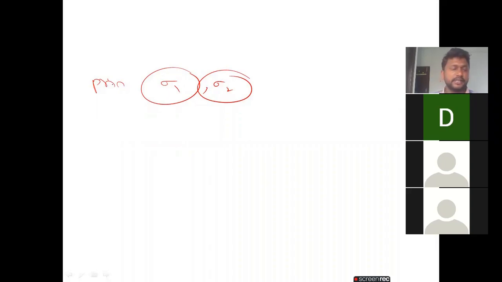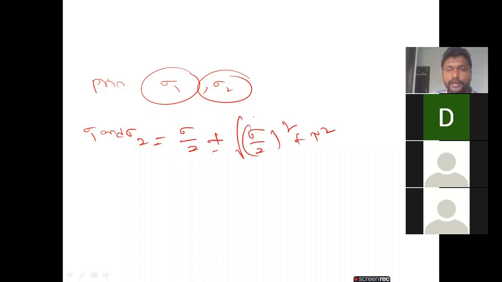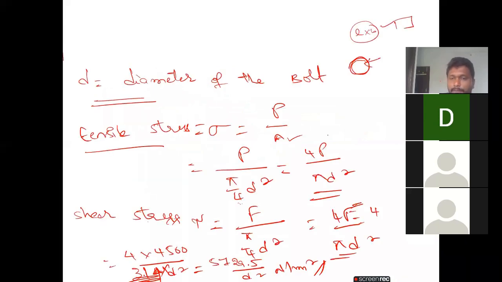So in the principal stresses, we get the formula for sigma 1 and sigma 2: sigma by 2 plus or minus square root of (sigma by 2) whole square plus tau square. This is the formula we will use for the principal stresses. How much is the sigma value? Here you see the P value is also there. How much is the P value? 9,000. So here 4 into 9,000 by pi into d square. What is the value? Please tell me, anyone?